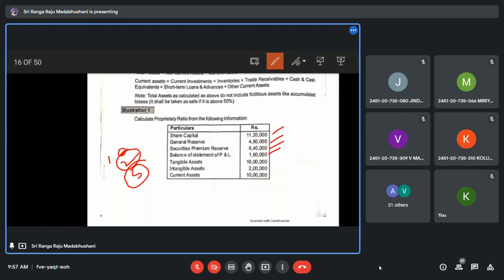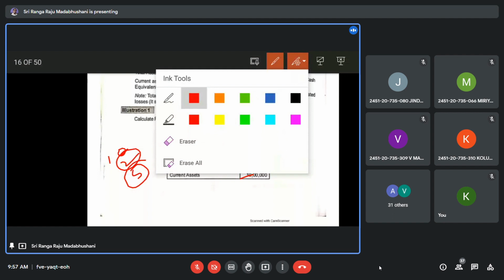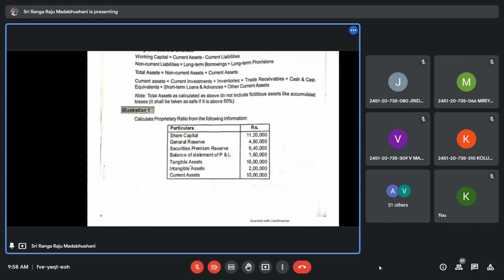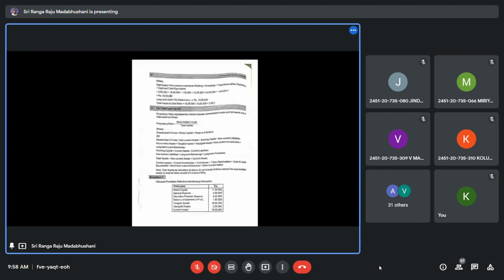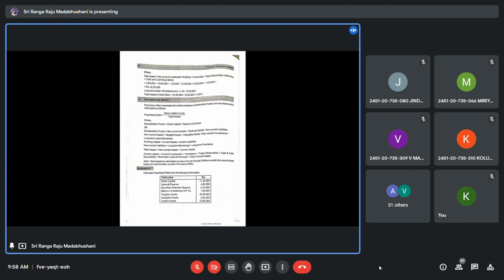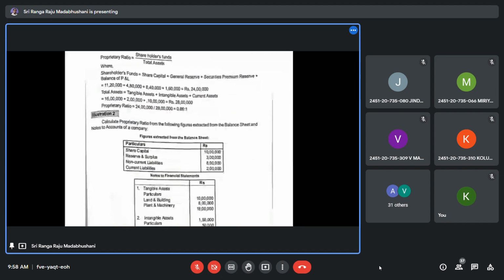Then assets: tangible, intangible, current assets. Tangible asset, intangible asset, and current asset. Everything is given by grouping. At the beginning, the items belonging to the owners, and after that they have given those related to assets.